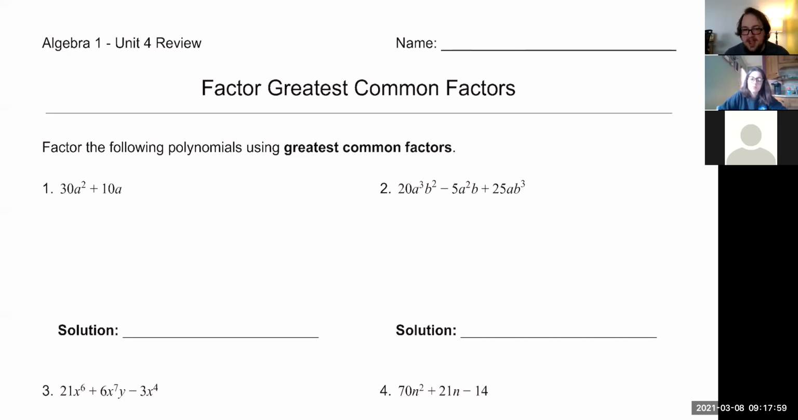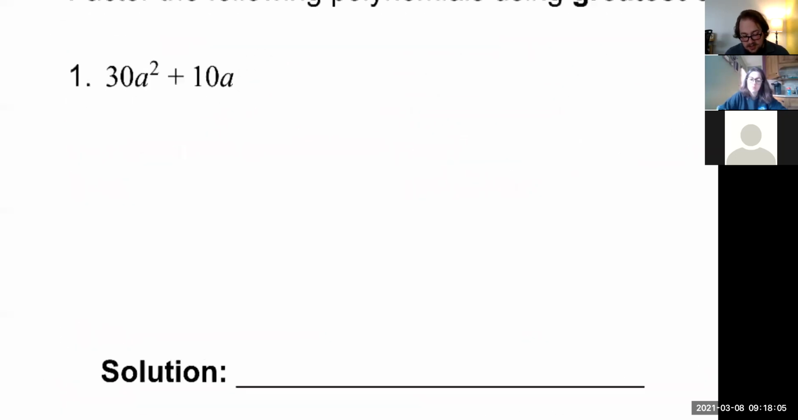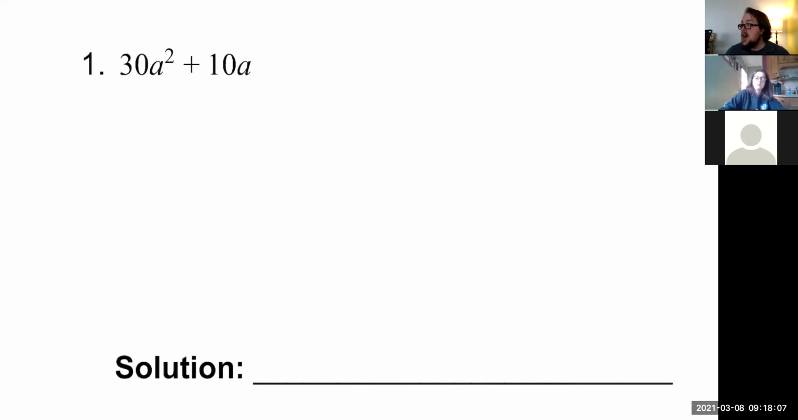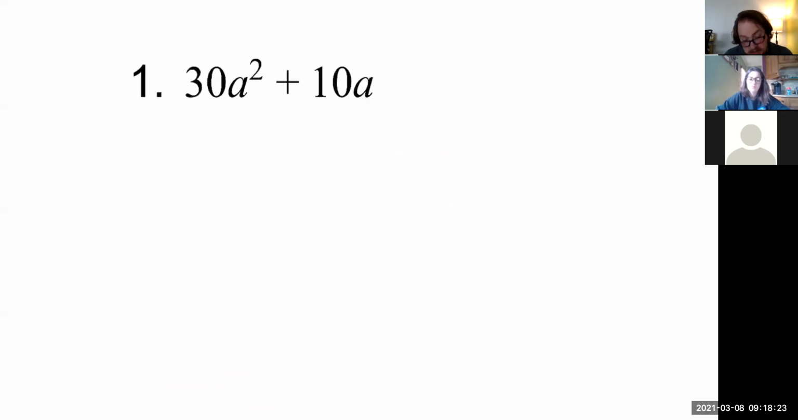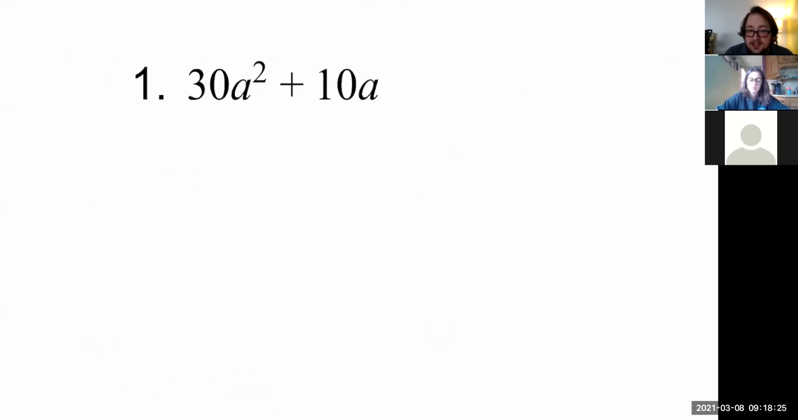Things to think about as you go through it: I would suggest that making sure you write down your greatest common factor for each little division will help you avoid missing some of the little pieces, because you're keeping track of coefficients, you're keeping track of variables, and each of those variables could have a variety of exponents. So organization, as usual, is key here. Starting off with this first one, 30a squared plus 10a.